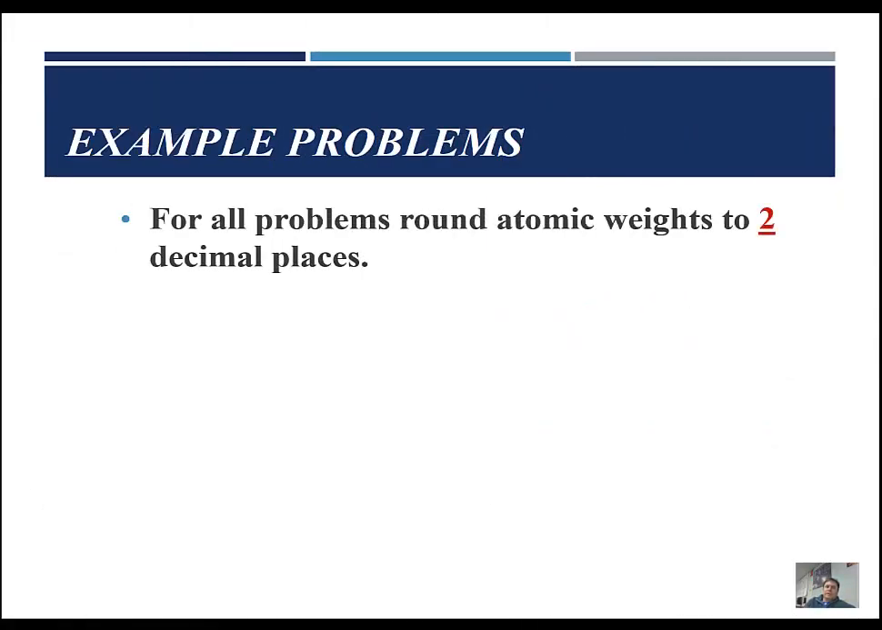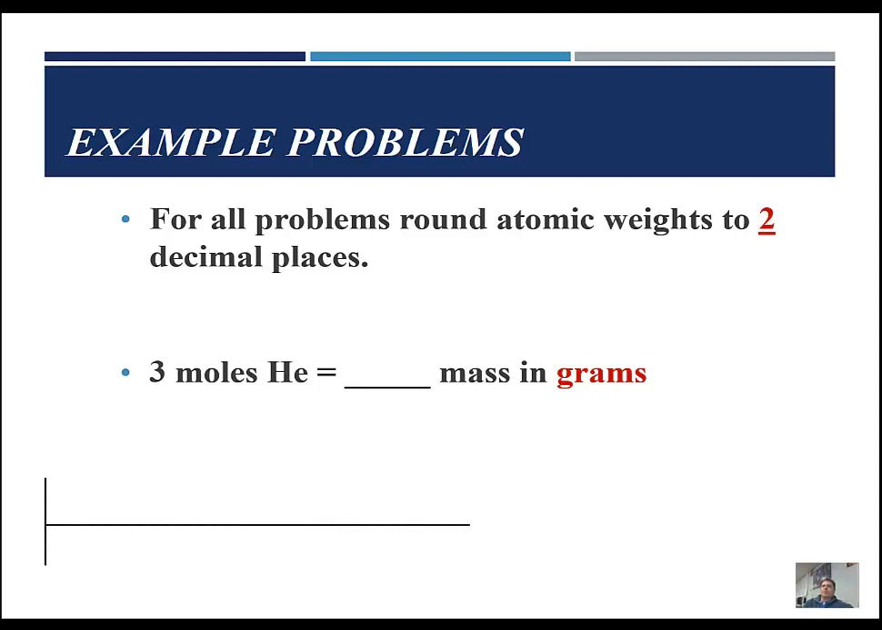Okay, the first thing we got to know, as we already talked about, is that for all problems we're going to round the atomic weights to 2 decimal places right away. And if we have an answer, once again, we're going to round that to 2 decimal places. So if we have 3 moles of helium, we want to know what's the mass in grams. Think of our Y chart here. We're going from the center, moles, up to the upper left, to grams.